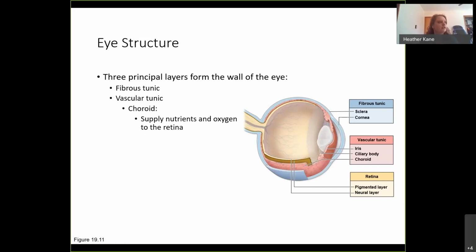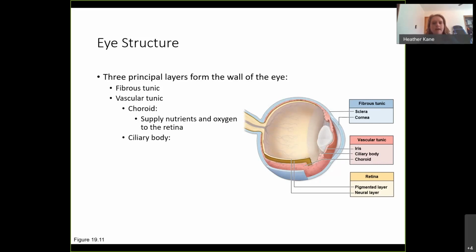So within the vascular tunic, we have the choroid. The choroid is going to be full of those blood vessels, and those blood vessels are going to help to supply nutrients as well as oxygen to the retina. Not only that, but it's also going to help to bring nutrients and oxygen to other components of the vascular tunic as well, such as the iris and the ciliary body.